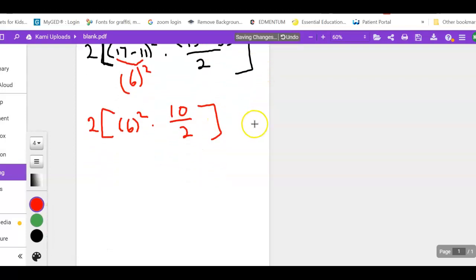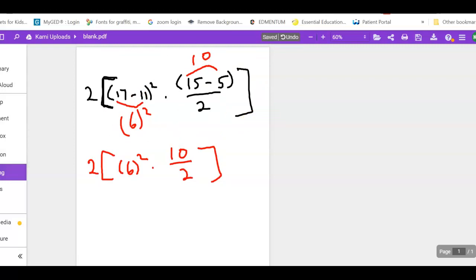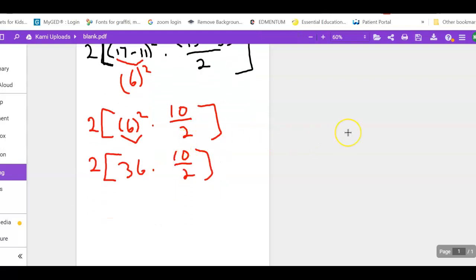Where am I going to go here? Well, according to PEMDAS, I would do exponents. That's 36. So now I have 36 times 10 over 2. Where am I going to go from there? Now I know I need to multiply 36 times 10 over 2, but guess what? Reduce that. 2 will go into 10 5 times. So now it really looks like this.